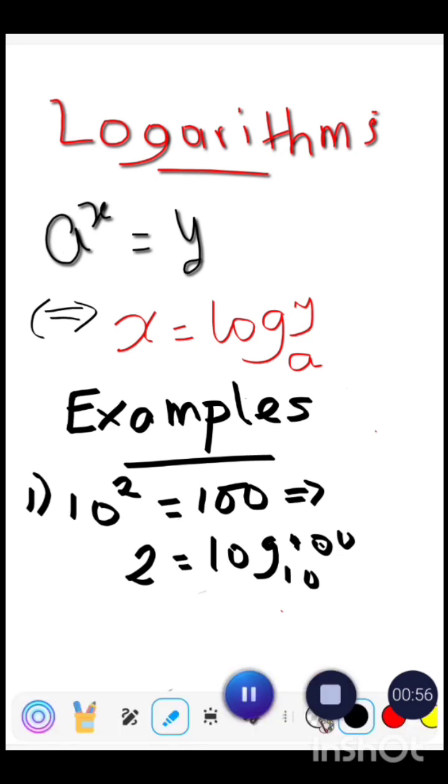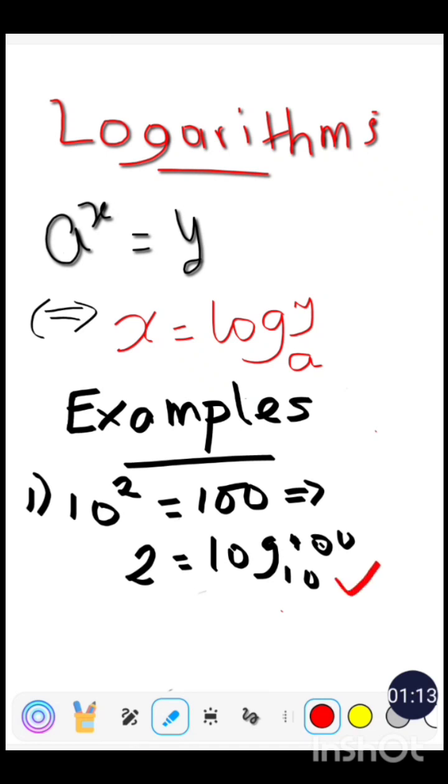So if you have as an example 10 squared, 10 squared is equal to 100. If you want to write this, 2 is still the same as log 100 to the base 10. That's 10 squared equal to 100. It can be written as log 100 to the base 10.